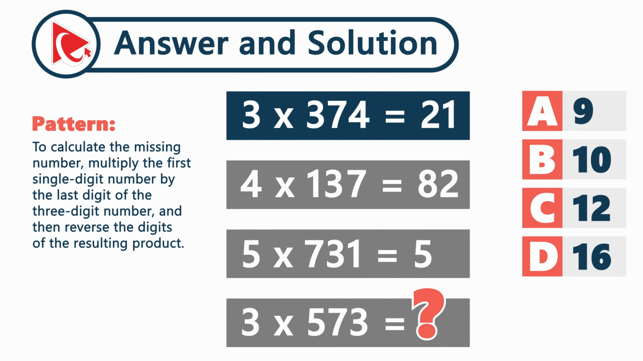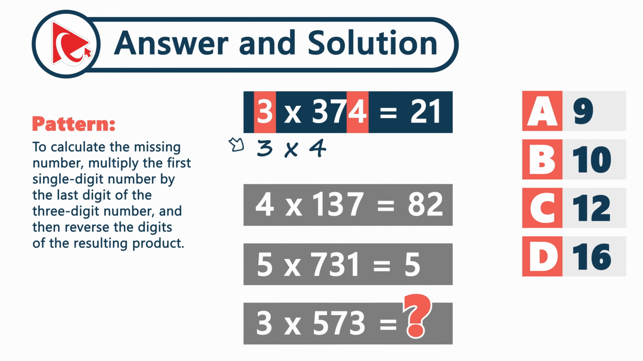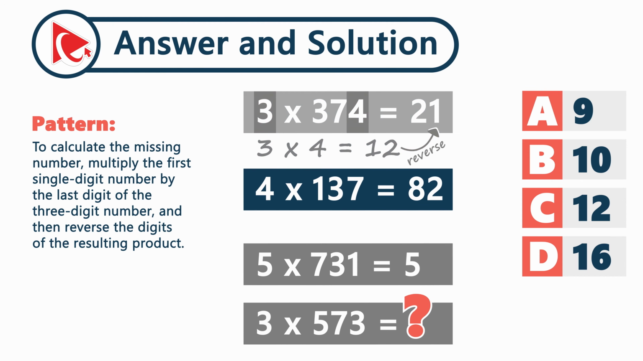To do the actual calculations, we need to take number 3 and then the last digit of the number 374, which is 4. Then you need to multiply 3 by 4 and the result would be 12. And then in the last step, we just need to reverse the digits of the 12. And 12 reversed is 21. Let's look at other expressions to confirm the pattern.